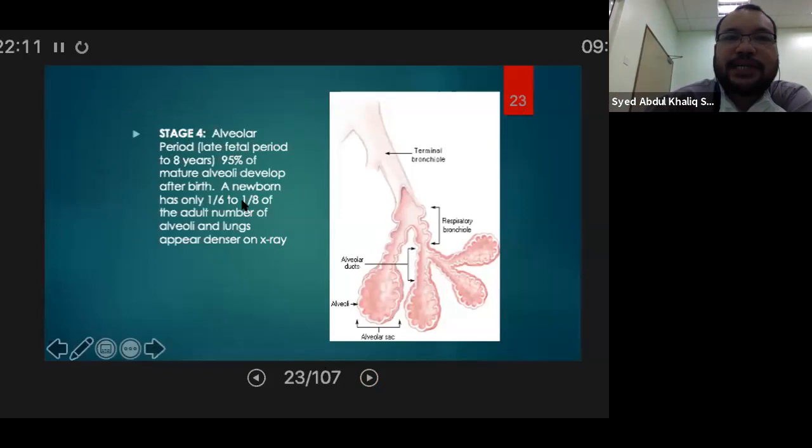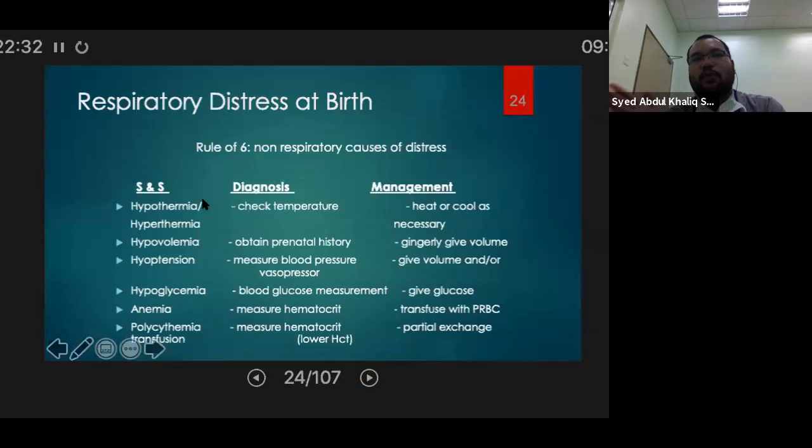Alveoli start to develop, but 95% of mature alveoli develop after birth. A newborn has only 1/6 to 1/8 of the adult number of alveoli. So this will continue to develop until you're 13 years of age. That is why things like smoking are very problematic for children.